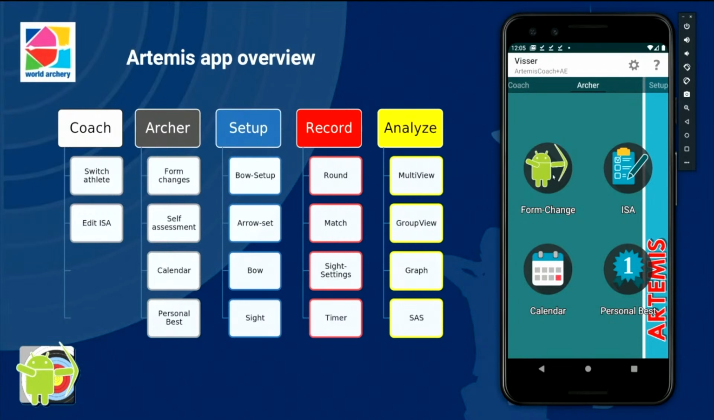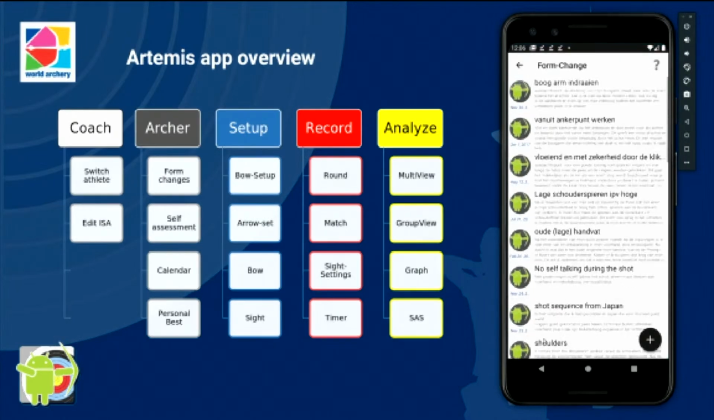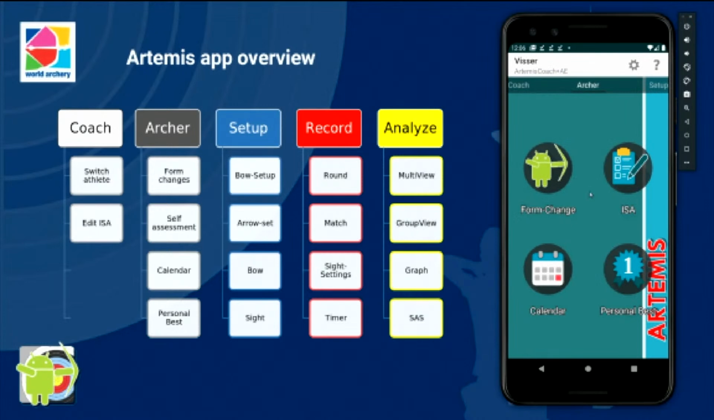There's a diary function as well. So if an archer changes, for example, their technical form, they want to make an entry in a diary, they can have diary sessions here. And later on as a coach, you can also analyze their skill level before and after some kind of form change.